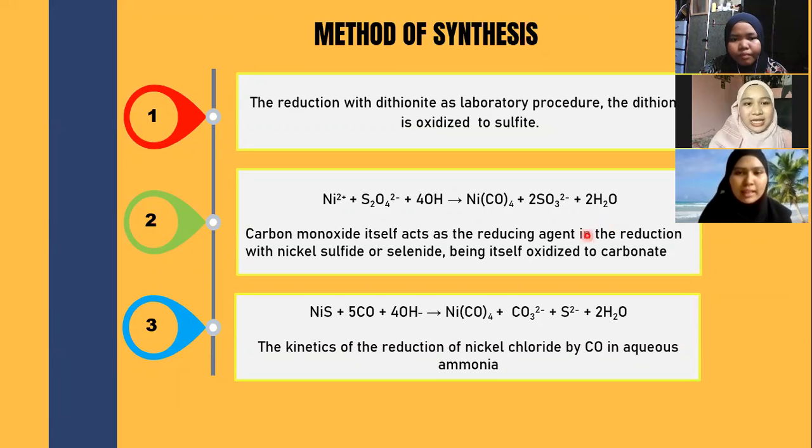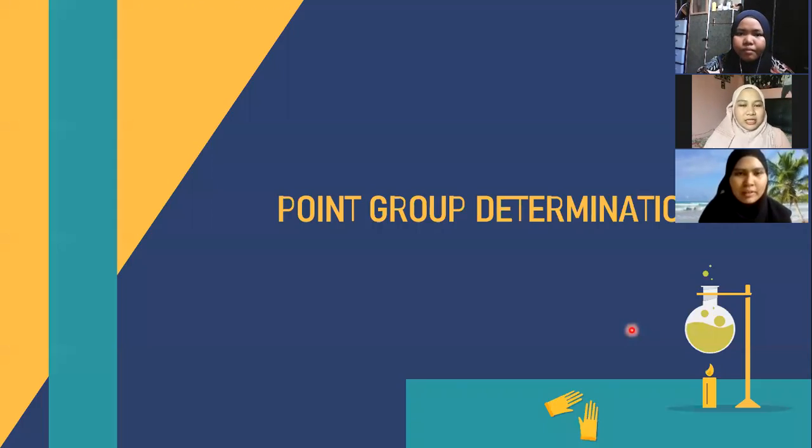As you can see in the next equation, nickel sulfide reacts with 5 carbon monoxide plus 4 OH-, which will also form tetracarbonyl nickel. Other than that, the reduction of nickel chloride by carbon monoxide in aqueous ammonia will also form tetracarbonyl nickel. So next is Tirol.